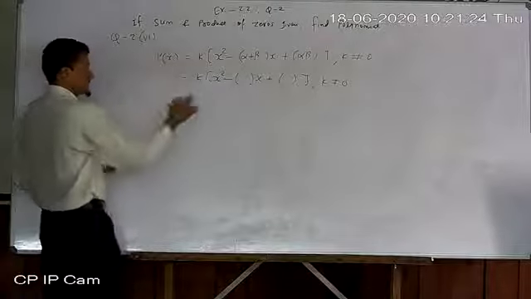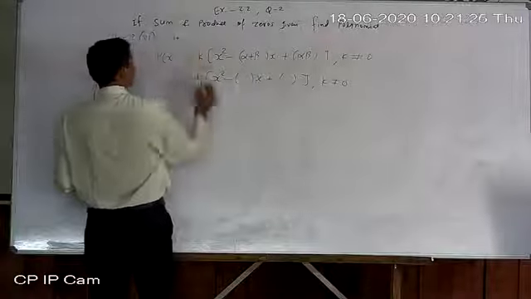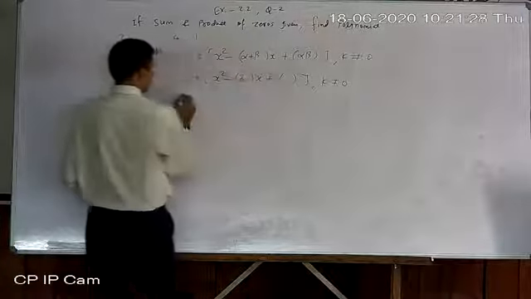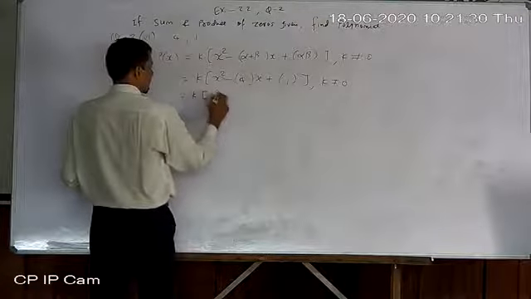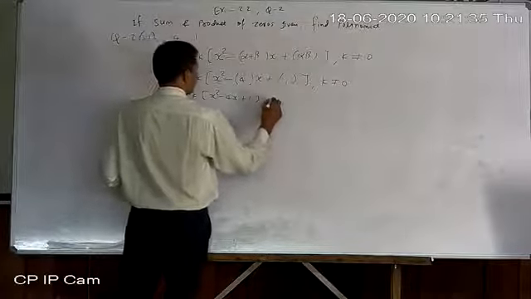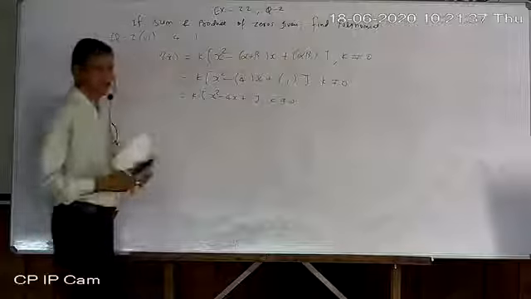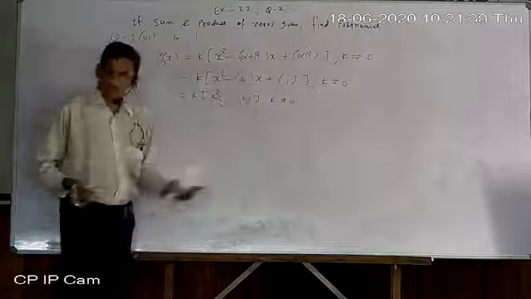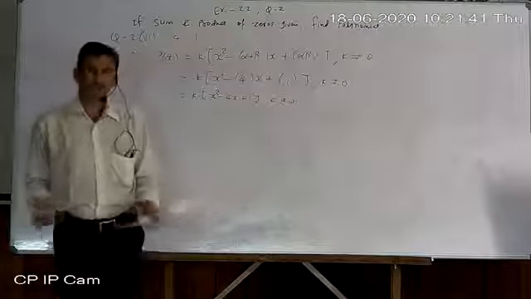Question number 6. Sum is 4, product is 1. Write down 4, write down 1. Okay, so that is the answer only. x square minus 4x plus 1, k is not equal to 0. That is our answer only, because no fraction is there, so 2 or 3 steps become less.